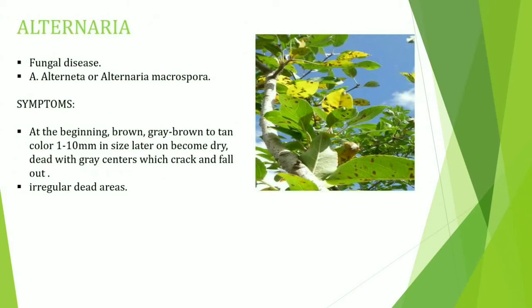Alternaria. It is a fungal disease which is caused by A. alternata or Alternaria macrospora. The symptoms are, at the beginning, brown or grey-brown to tan colored small spots appear on the leaves, which vary from 1 to 10 millimeters in size and which later on become dry dead leaves with grey centers, and a fallout occurs. Sometimes old spots combine together and create irregular dead areas on the leaves.